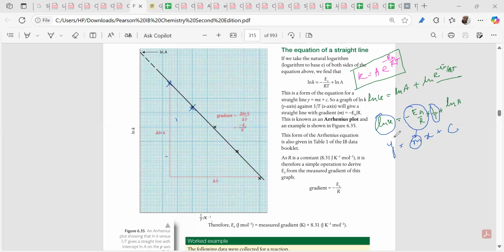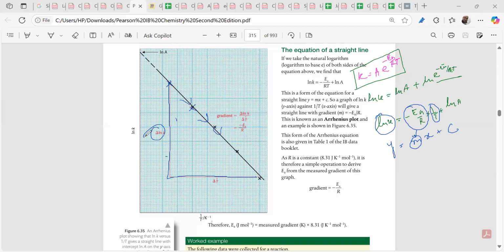If you're seeing this reaction, y equals mx plus c. What is m? m is the gradient. This is a negative gradient, the gradient is decreasing, so the gradient will be negative. And how do we find this gradient?